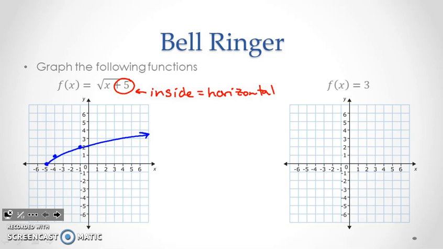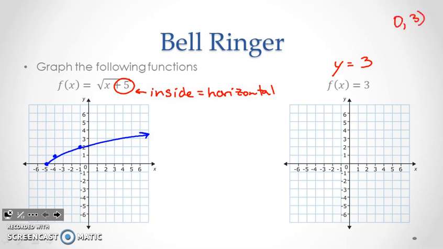Next, I have f of x equals 3. Now, this one looks weird. Remember, your f of x and y are interchangeable. So this is just saying y equals 3. That's hard to remember. Is it the horizontal one? Is it the vertical one? The way I always think about it is, that means that our y coordinates have to be 3.